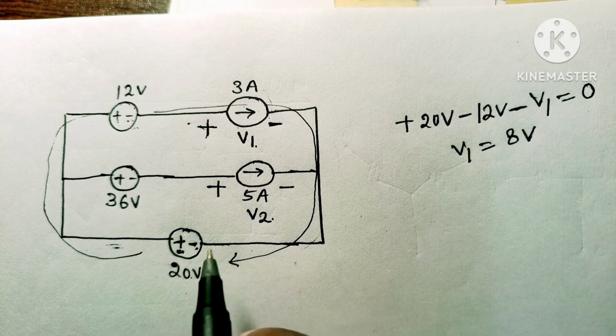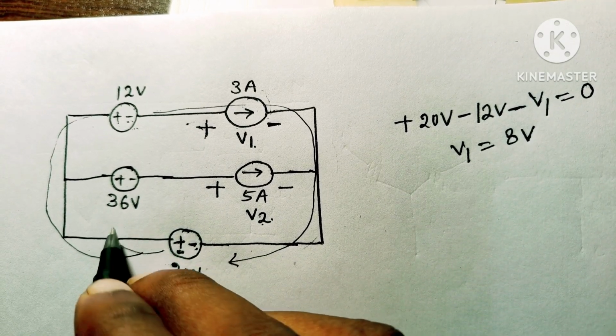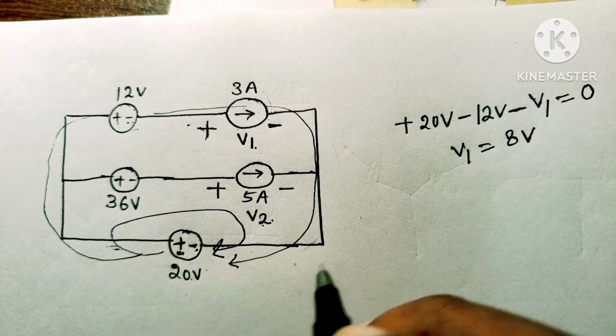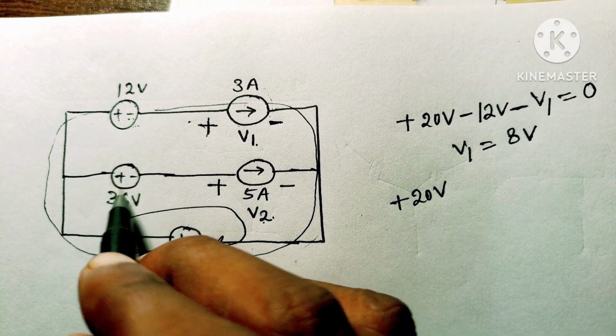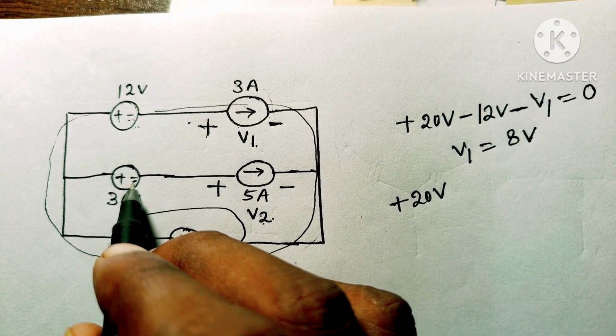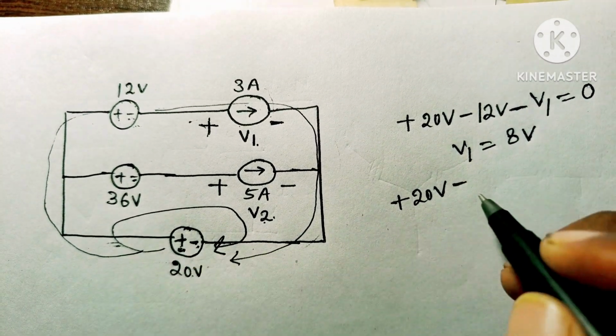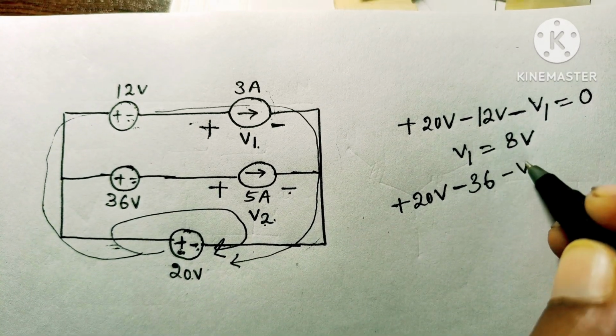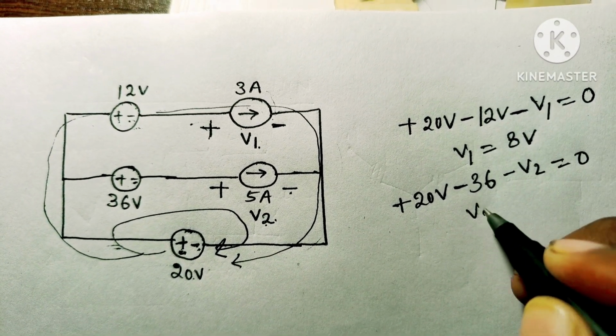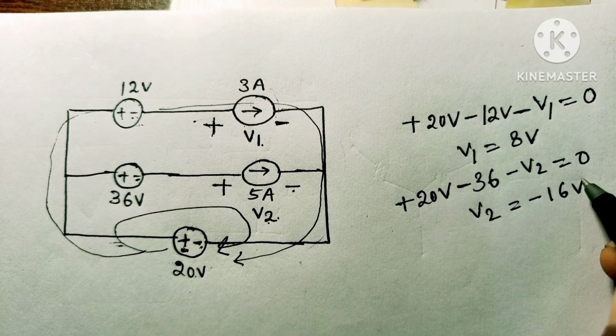If we want to find V2, we move in this mesh. Then what will the voltage be? Here it will be plus 20 volt. If we move across this voltage source, the negative sign is the second sign, so minus 36 volt. Here, what will be the sign of V2? Minus V2 equal to 0. Then V2 will be equal to minus 16 volt.